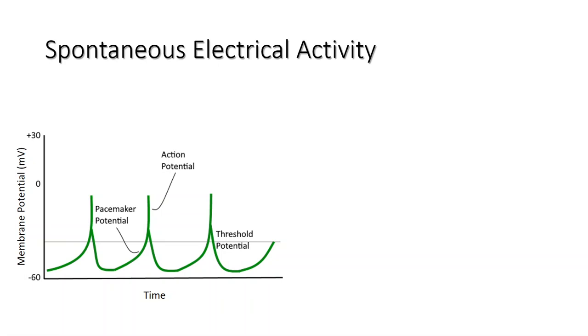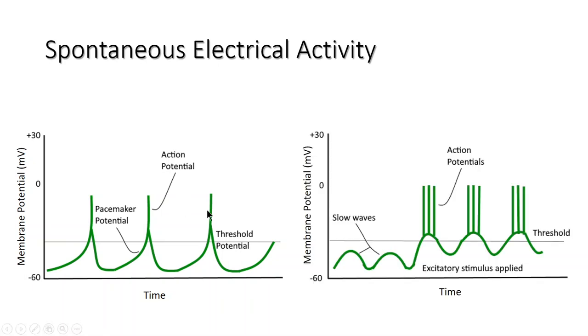Pacemaker cells in other smooth muscles have a slightly different pattern of activity. The membrane potential drifts up and down due to regular variation in ion flux across the membrane. These periodic fluctuations are called slow waves. When an excitatory input is superimposed, slow waves are depolarized above threshold and action potentials lead to smooth muscle contraction.